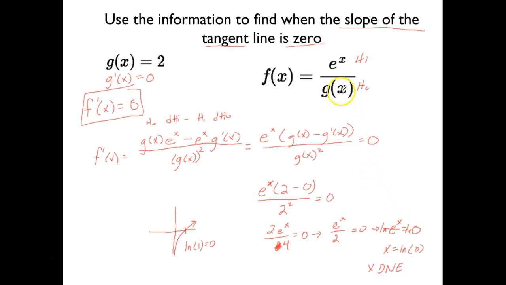There exists no values where this function has a slope of 0. Because we took the derivative, we set it equal to 0, we plugged in everything we knew, and just x doesn't exist. There is no point where this graph has a slope of 0. Okay.